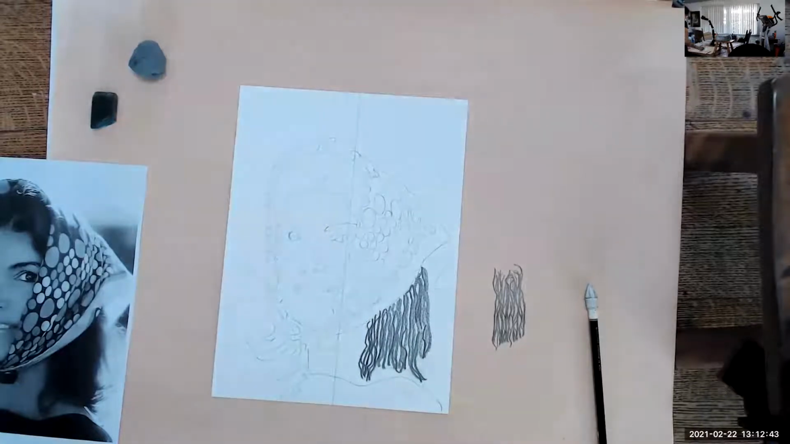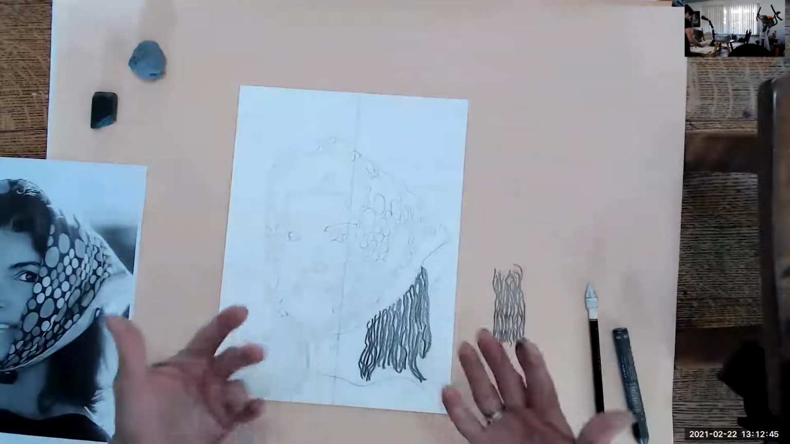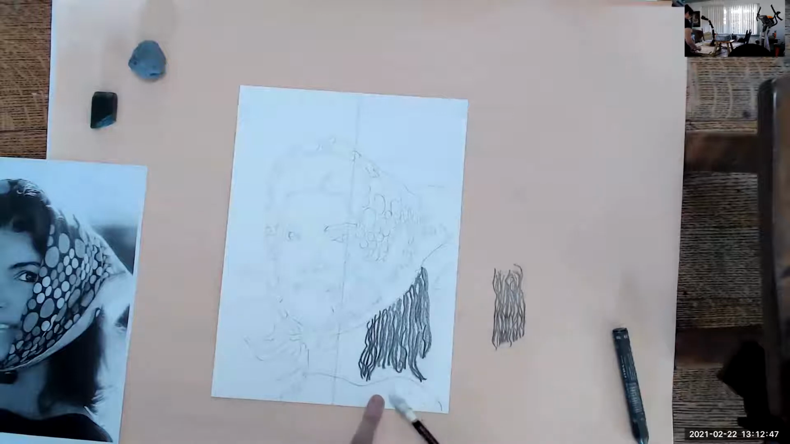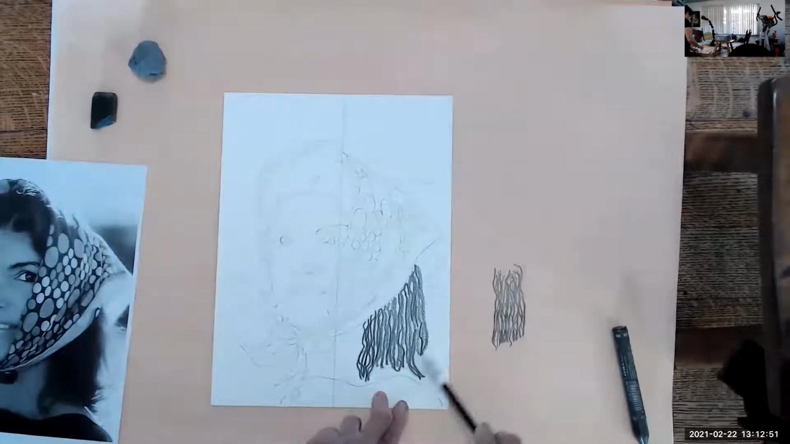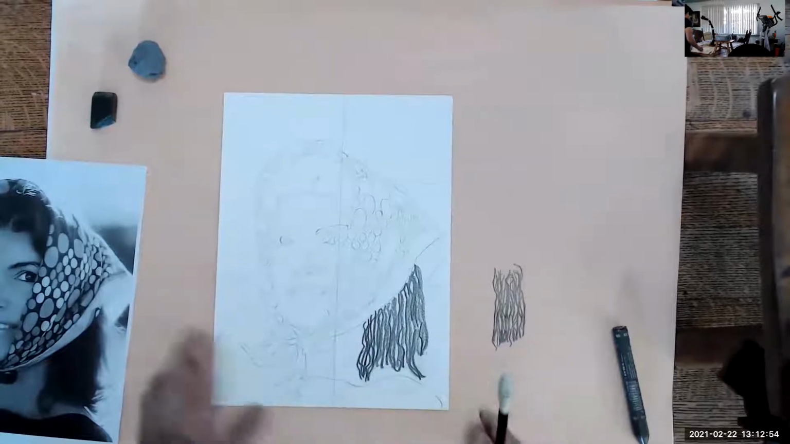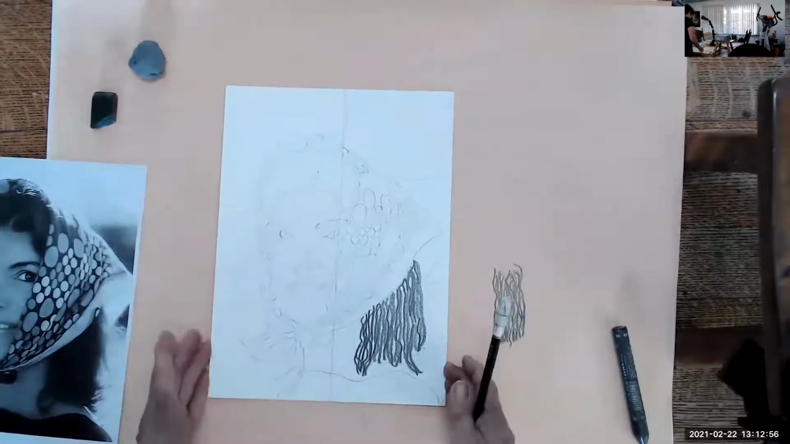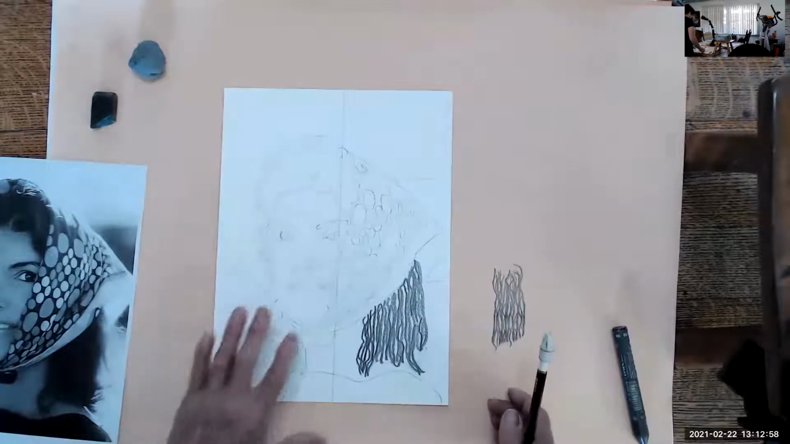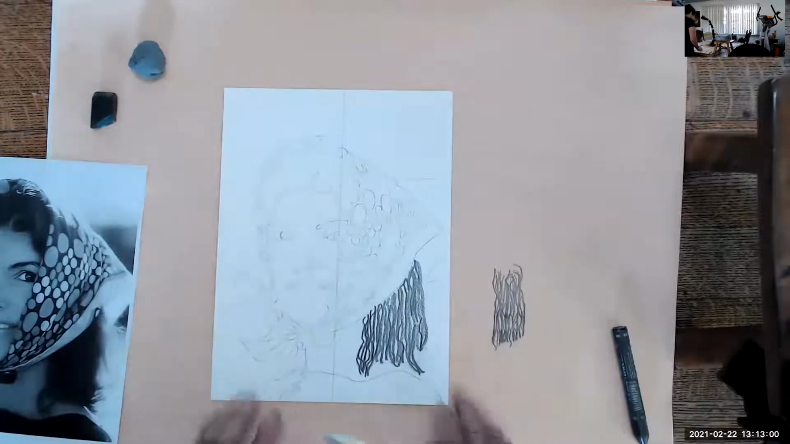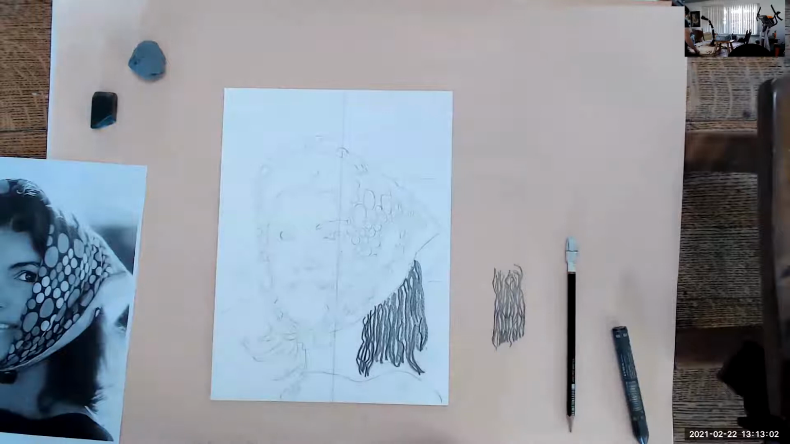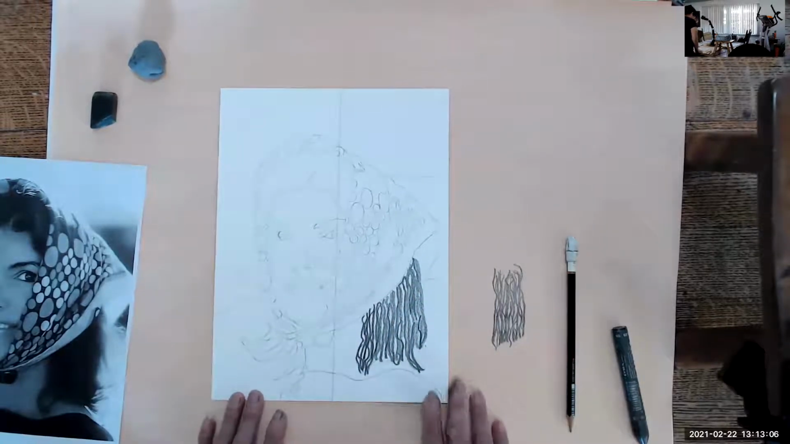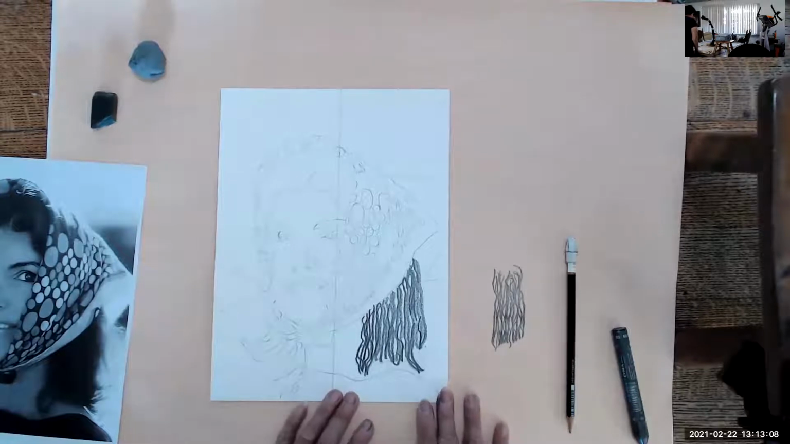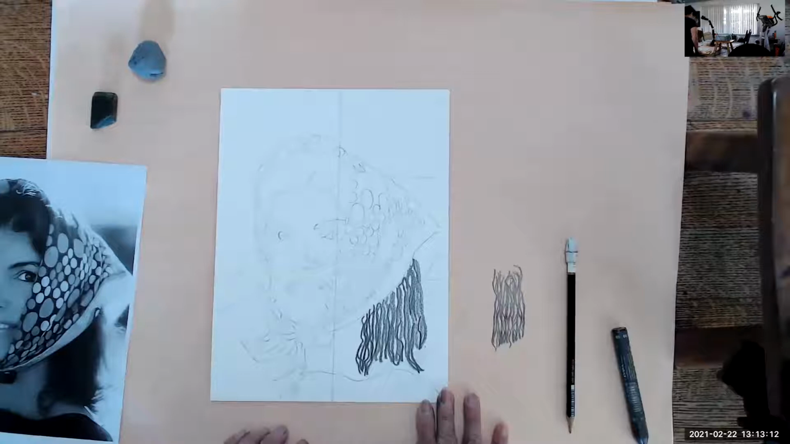So I think I'm gonna leave it like that. You can see that you have to be careful because you can smudge graphite. It moves pretty easily on your paper. Okay, and I did it on this piece of paper because I'm using ink, and that's why I'm using the watercolor paper to do this. You don't have to do it on watercolor paper if you're doing it in graphite. But if you're gonna use the ink, you should do it on the watercolor paper.